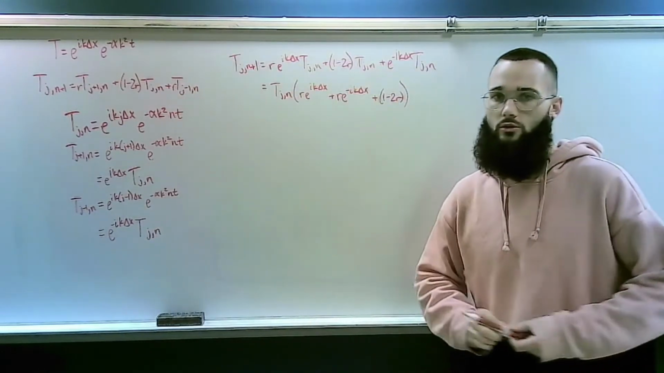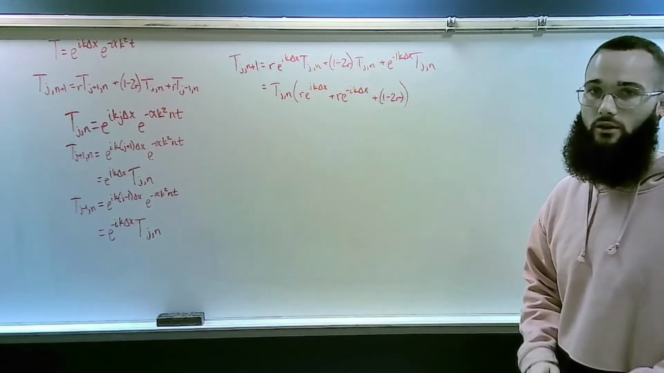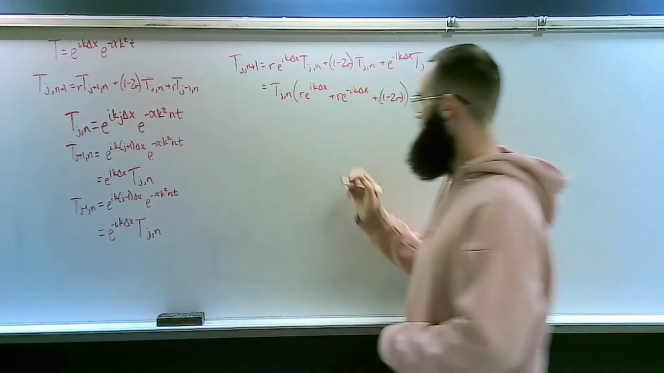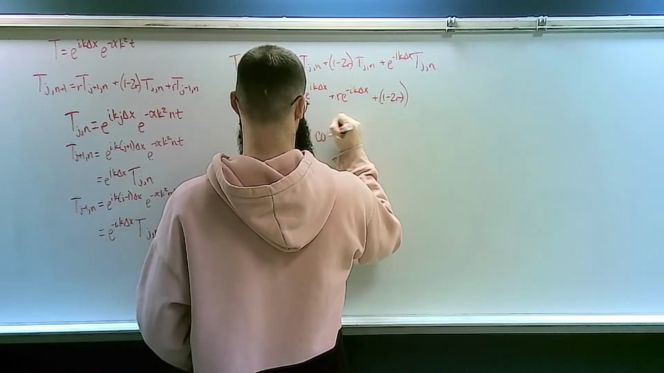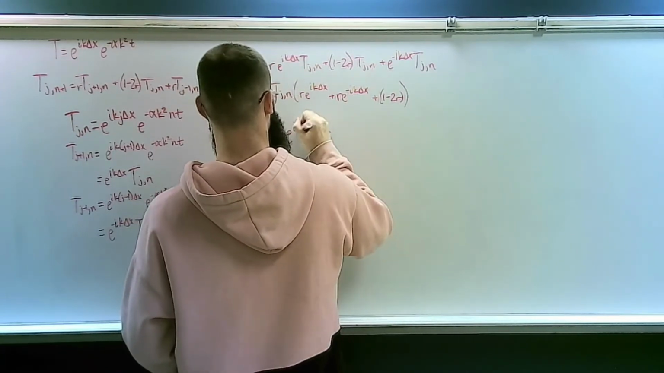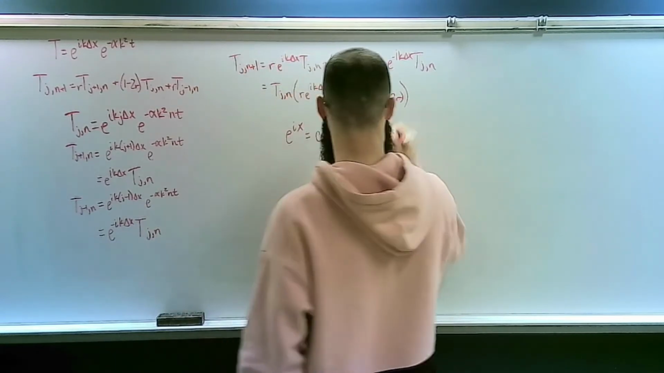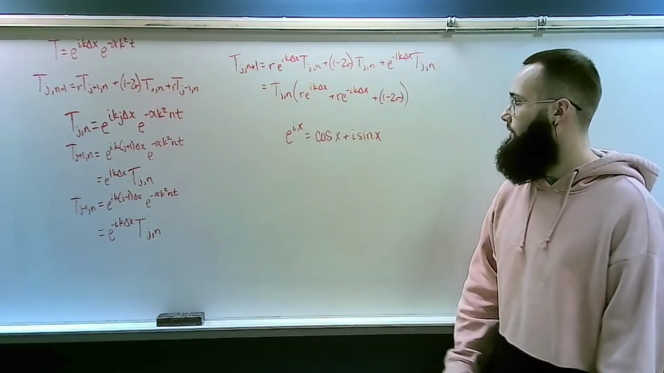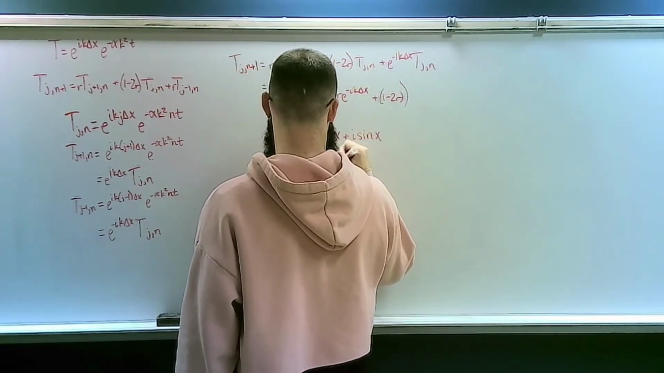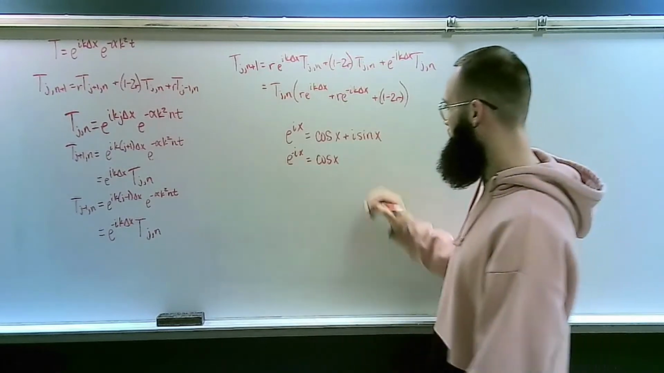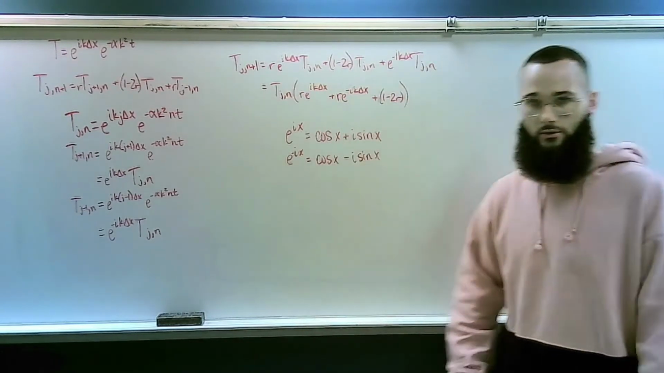And so now what we're going to do is use something called Euler's formula to change these exponential functions into something that we can deal with a little more easily. So Euler's formula states e^{ix} is equal to cosine of x plus i sine of x. And so e^{-ix} is equal to cosine x minus i sine x. Cosine is an even function, so it will stay positive, whereas sine is an odd function, and it will go negative.